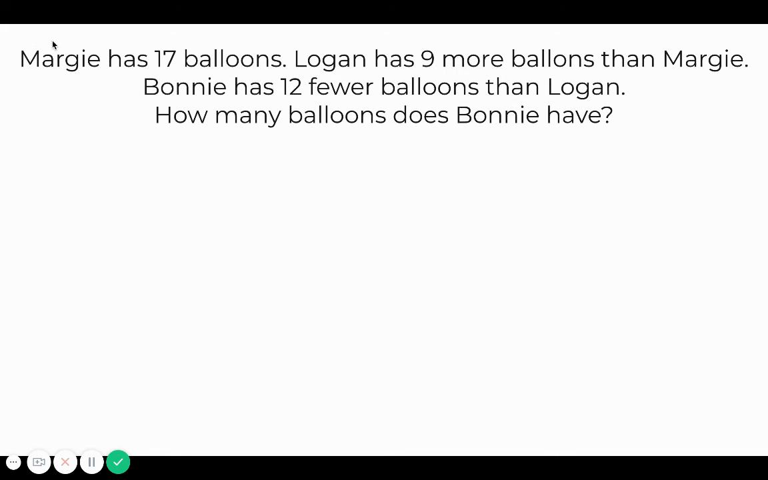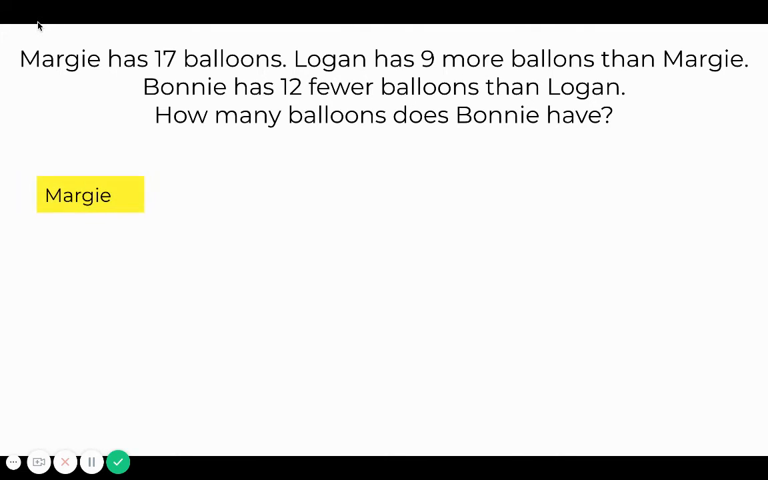Here's another problem that looked a little different that you saw last week as well. Margie has 17 balloons. Logan has 9 more balloons than Margie. Bonnie has 12 fewer balloons than Logan. How many balloons does Bonnie have? I'm going to show you a way that you can make a quick picture or a quick sketch to help you.